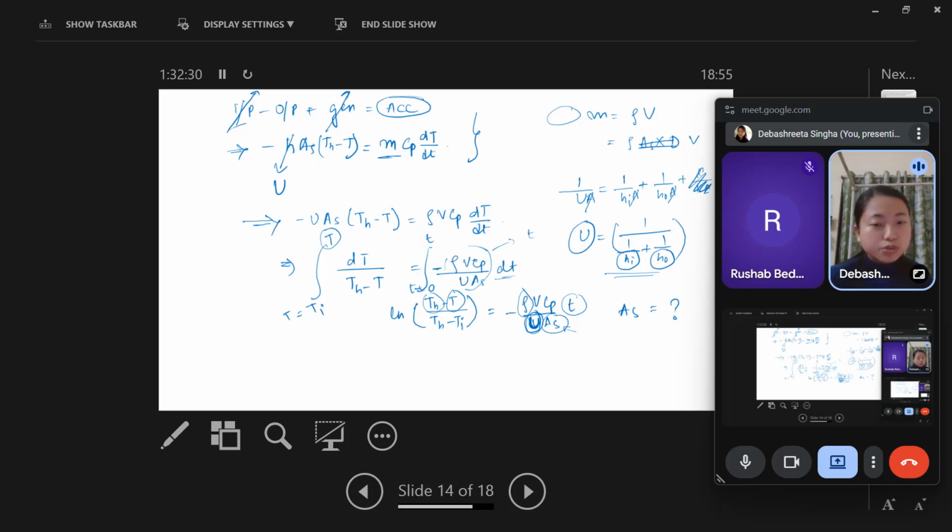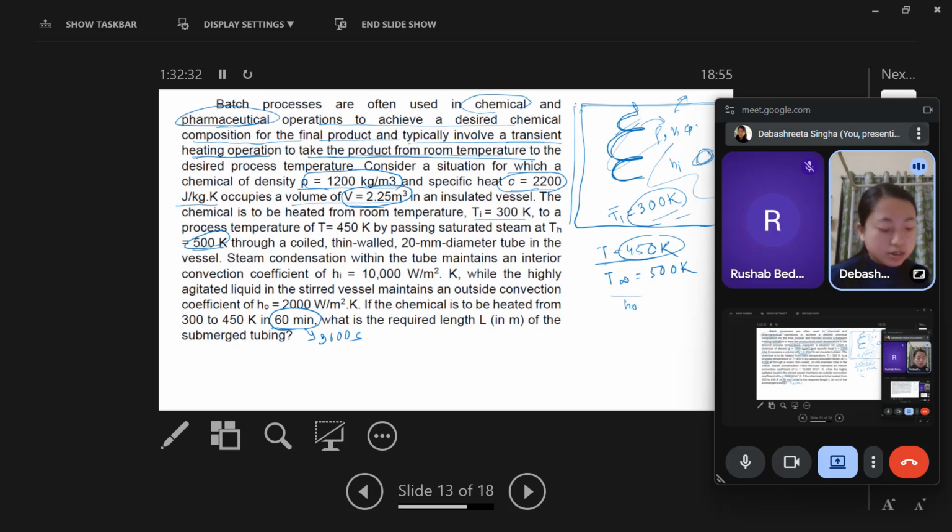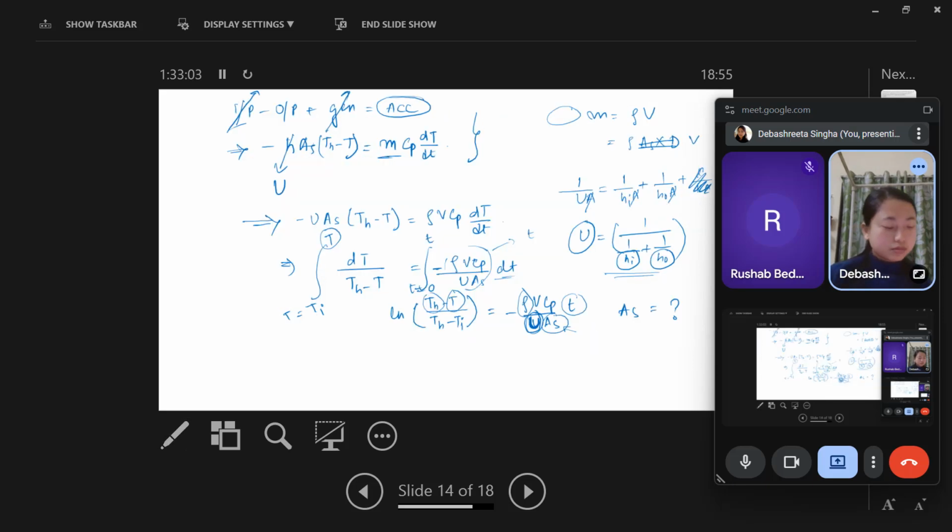From As, what you'll find out, what is the question given here: what is the required length in meter of the submerged tubing. So L is given by As, which is length into diameter. So L is given by As divided by D. D is given, right? Yes, D is equal to 0.02 meter. So just find out the length from here. Just calculate it.